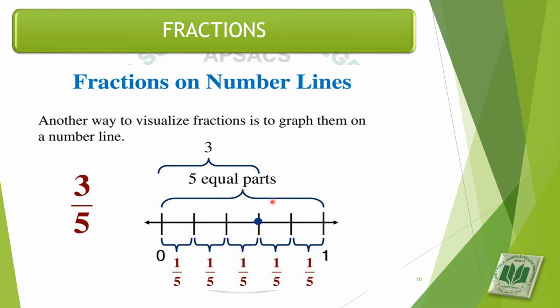Students, here a question arises: why do we divide it into 5 equal parts? We divide it into 5 equal parts because we have 5 in the denominator. Whatever number we have in the denominator, we will divide into that number. If we have 4 here, then we will divide it into 4 equal parts.